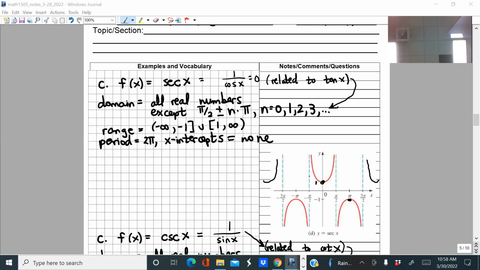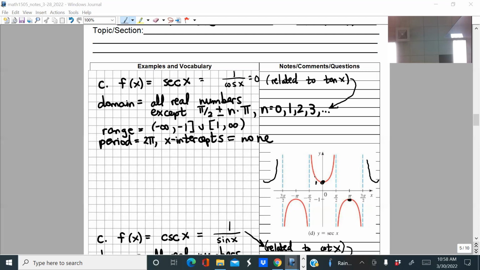You cannot cross over where the cosine is 0, right? Cannot have cosine be 0, because then you would be dividing by 0 in its formula. So where's the cosine 0? Pi over 2, 3 pi over 2, minus pi over 2, etc. Wow, this is kind of interesting.